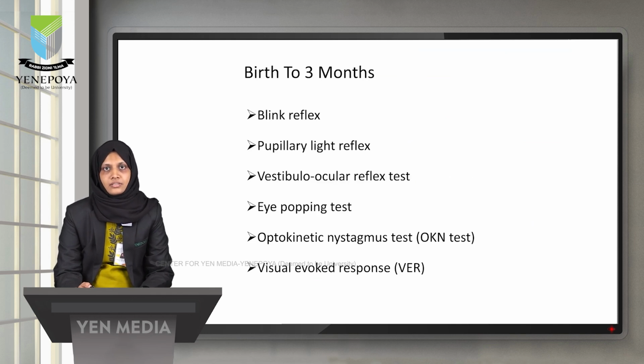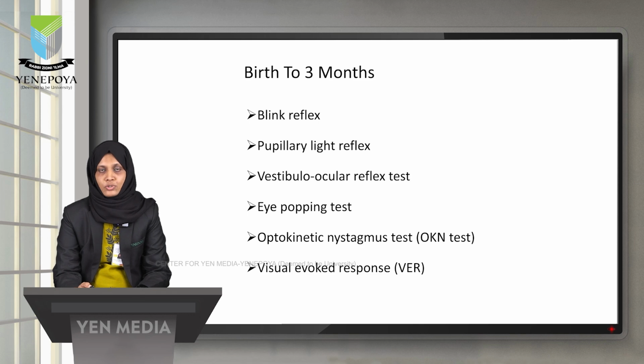So let's start with the youngest age group, that is birth to 3 months. These are the specific tests we have to do in this age group. First is the blink reflex test, then pupillary light reflex, vestibulo-ocular reflex, eye popping test, optokinetic nystagmus test, and visual evoked response. Let's go through them one by one.